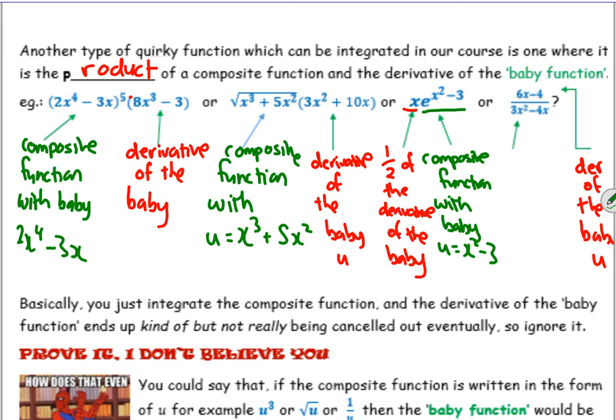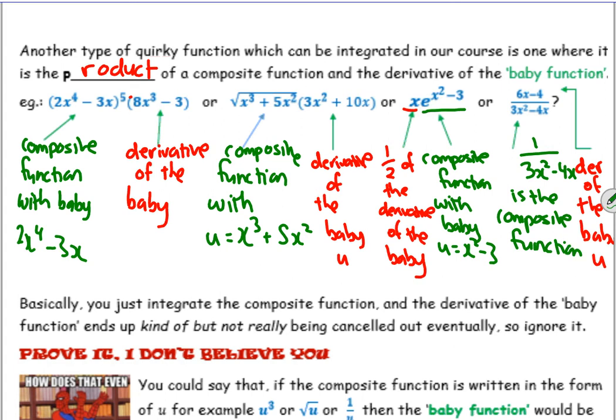What is the composite function? I don't know, because isn't the bottom one not the baby? Yeah, that's the composite function. So the composite function has been multiplied by the derivative of the baby to make that. Oh, they're all like that, just that the rest of them you didn't work out the answer. That's the composite function? So what's the baby function? The baby function would be 3x squared.